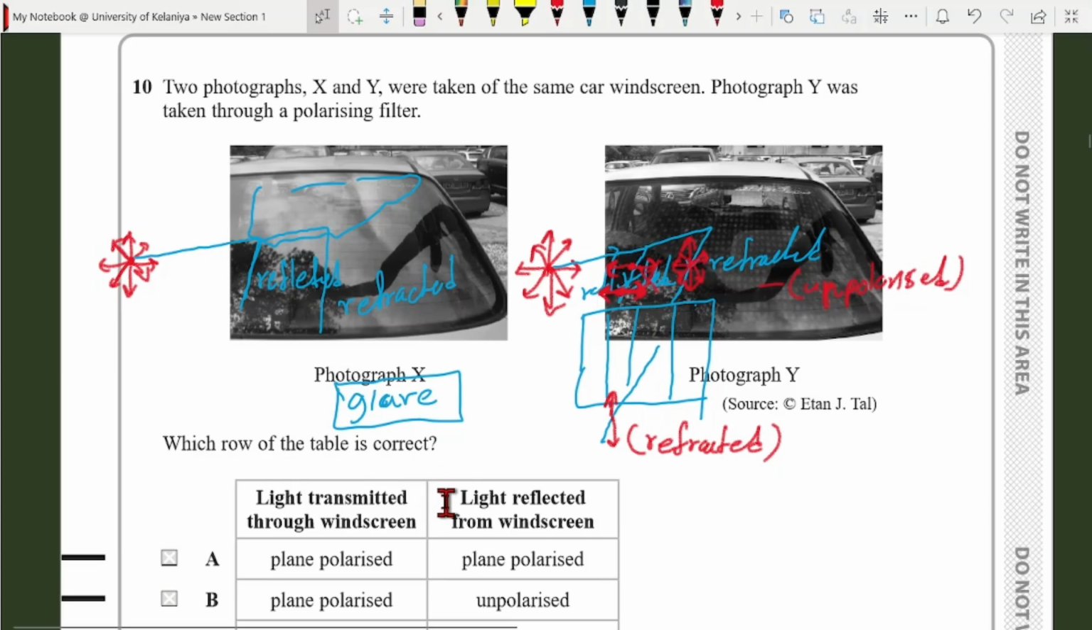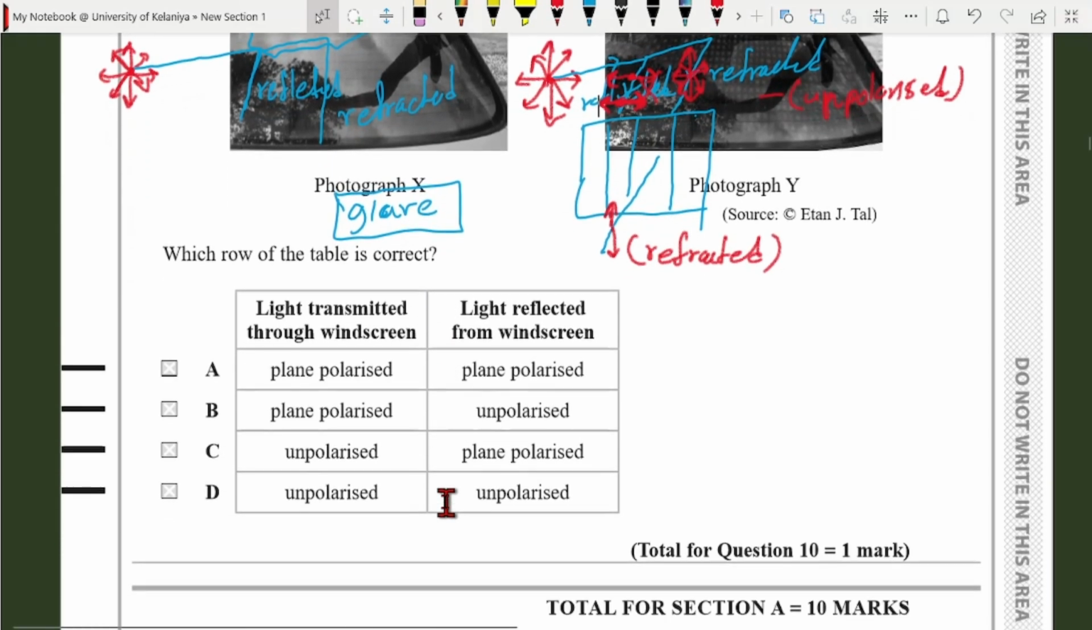So the reflected one is plane polarized and the refracted one is unpolarized, right? Here they don't mention refracted, they have mentioned it as transmitted, so it is unpolarized. This is correct, and this one is plane polarized, the reflected one. So the answer is C.